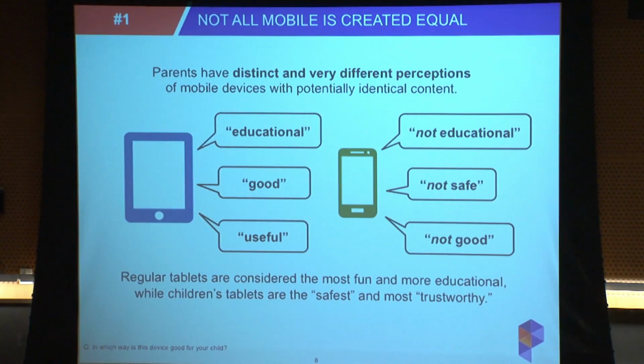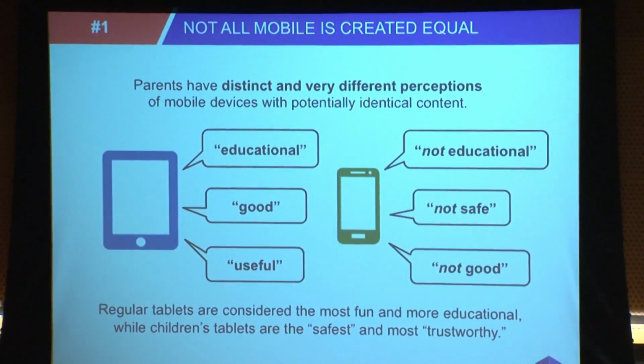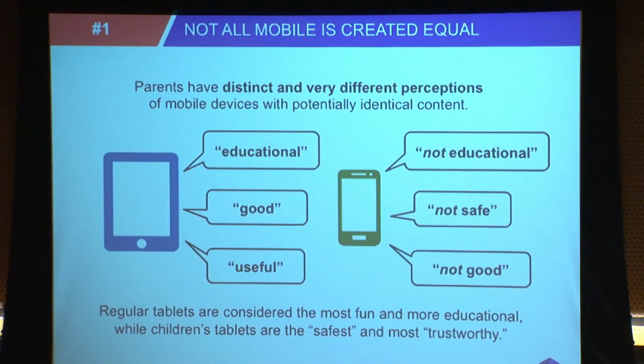The other thing here is that it's a matter of differentiation of screen size and ownership to a certain extent, because smartphones tend to be owned by the parents, especially when you're talking about the 2 to 9-year-olds. But you have distinct and very different perceptions, and it could be the same content. Tablets are much more likely to be considered educational and good and useful. Smartphones: not educational, not safe, not good. So a real differentiation, which was surprising to us.